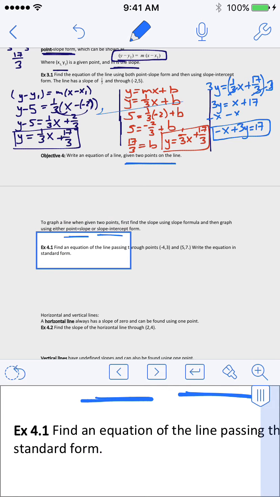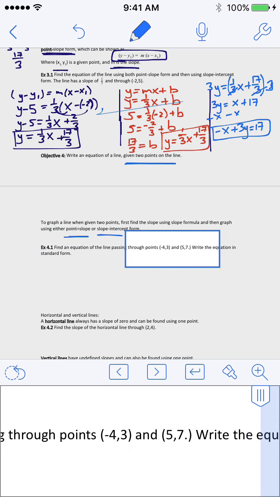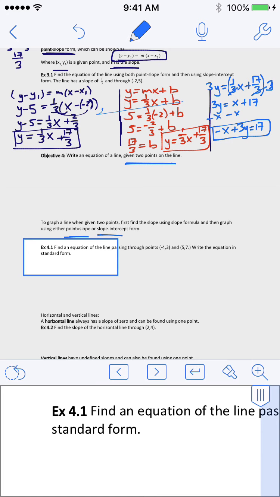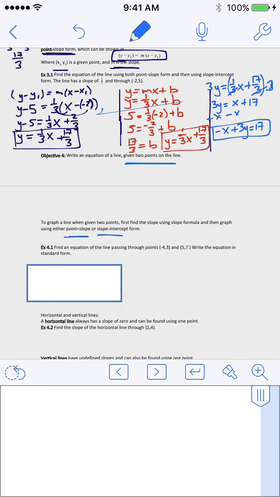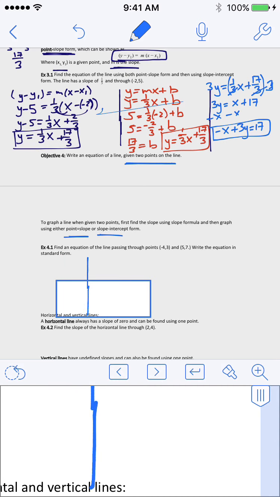So let's take a look at example 4.1. Find an equation of a line through the points negative 4, 3, and 5, 7. Write the equation in standard form. All right, this time it actually asks us to find standard form as well. So let's make sure we divide that page up into those 3 sections so that we can do all 3 things that are asked.